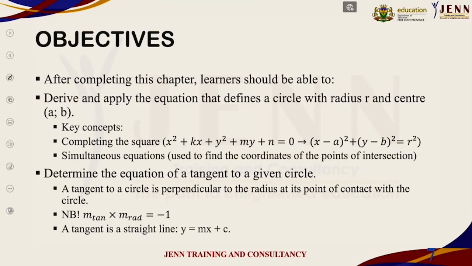Note that the gradient of a tangent multiplied by the gradient of a radius is equal to -1. To have that -1, the tangent and the radius must be perpendicular. Then the last bullet, a tangent is a straight line. We know that a tangent is a straight line. And the equation of a straight line must be in the form of what?